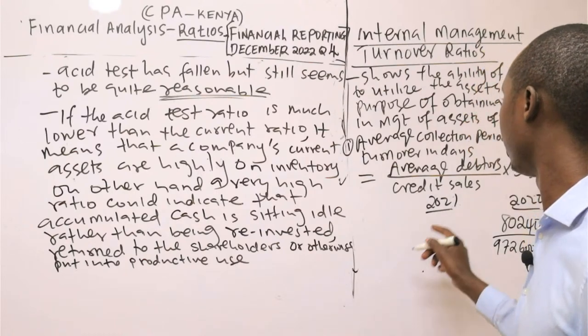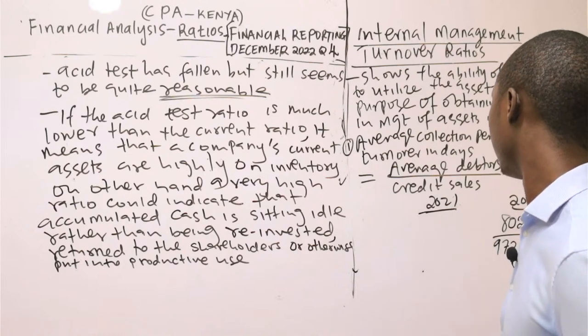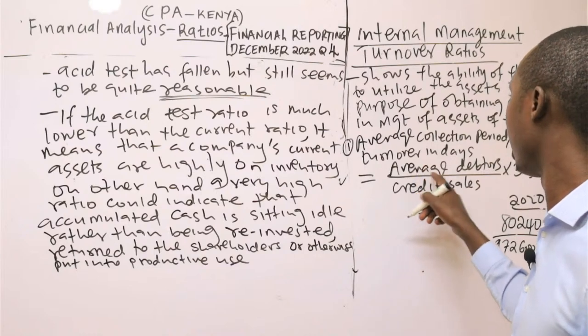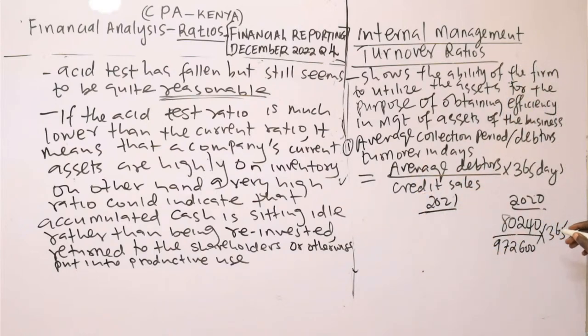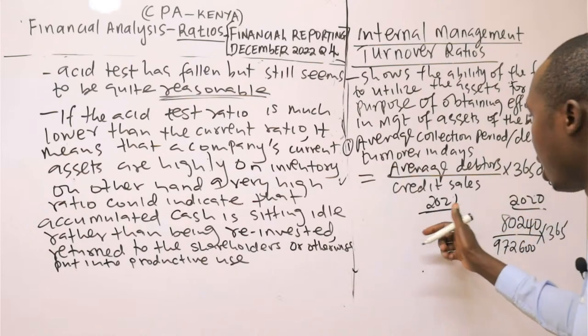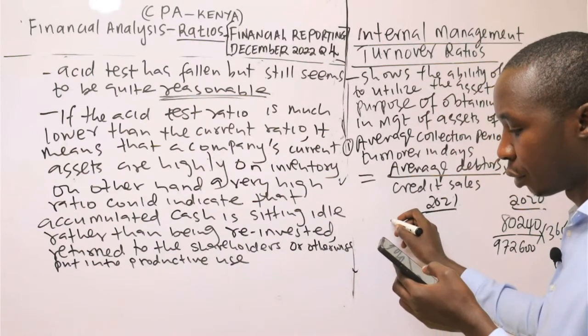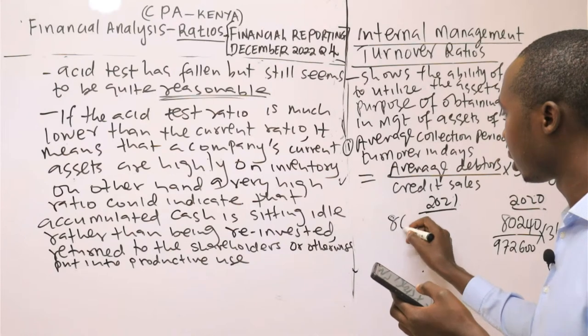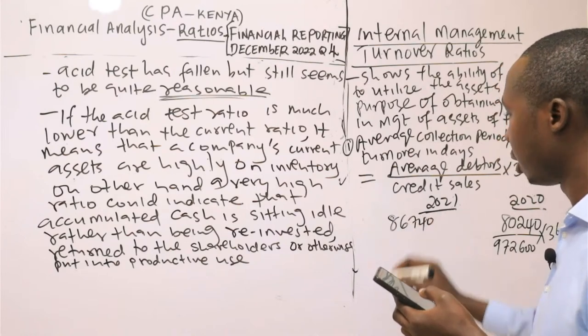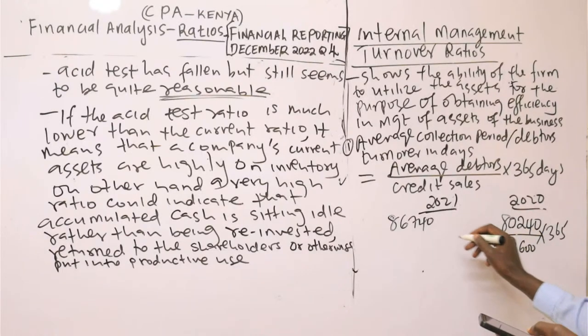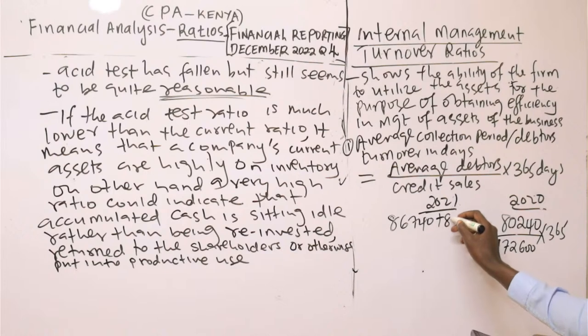Then for 2021. Remember that we have the one for 2020. So now to get the average. Remember that if there was another debtors balance for the year 2019, to get the average here, I could have added the one for 2019 and 2020 and divided by two. But now we don't have the debtors for 2019. But for 2021, I have the debtors, which is 86,740. So to get the average, since I have the one for 2020, I have to add 80,040.